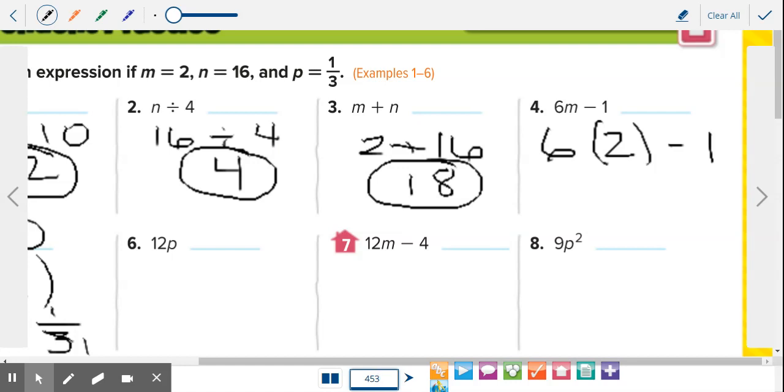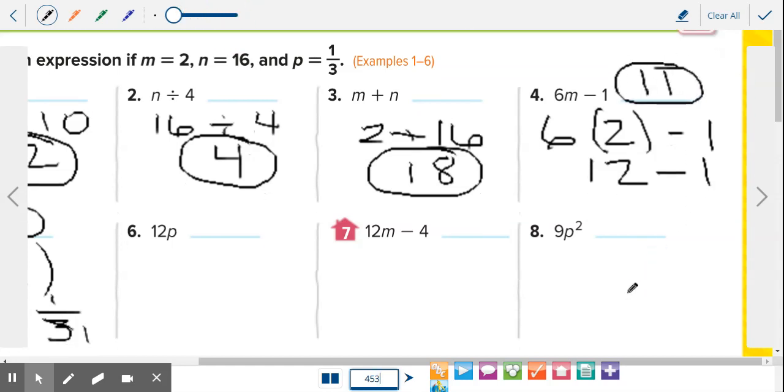What operations do we have? Layla? What's one of them? Okay, subtraction. What's the other one, Emily? Multiplication. So 6 times 2, because we got to do that first, is what? 12. And then we just copy down the subtraction. Now we do 12 minus 1. 11 it is.